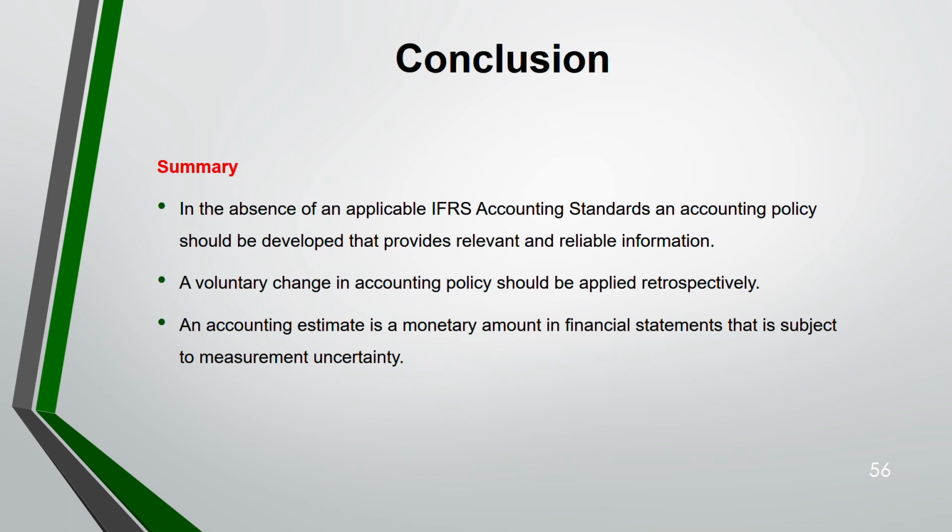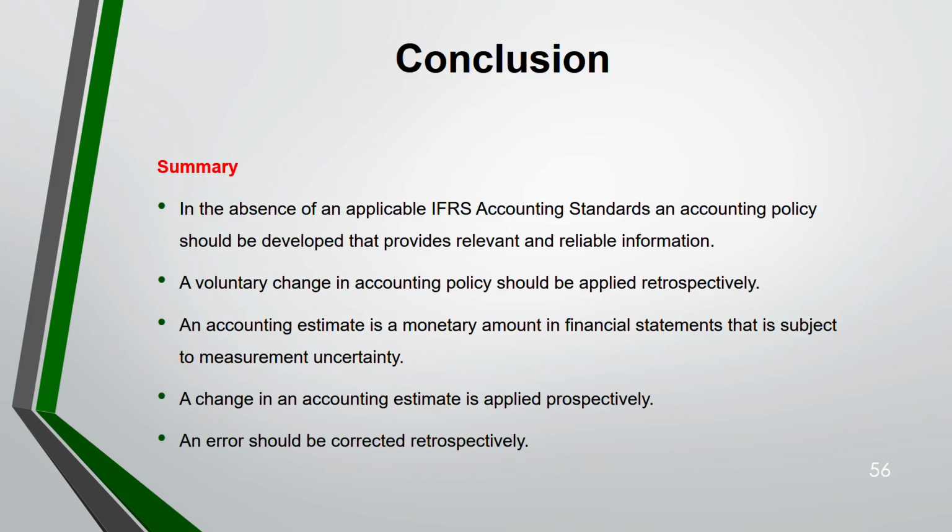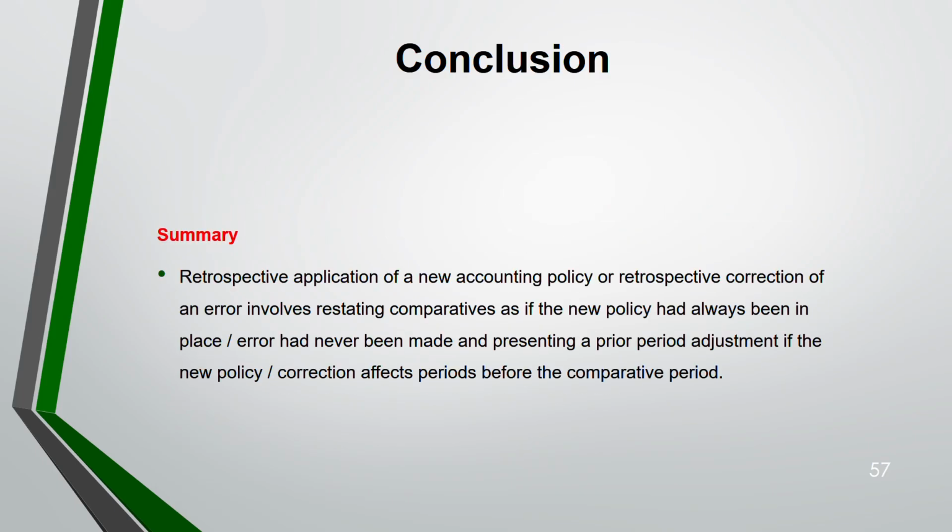Accounting estimate is a monetary amount in your financial statements that is subject to measurement uncertainty. A change in accounting estimate is applied prospectively. Error is corrected retrospectively. Then, retrospective application of a new accounting policy or retrospective correction of an error involves one thing in common: you have to restate your comparatives for both, as if the new policy had always been in place or the error had never been made, and you present your prior period adjustments if the new policy or correction affects the period before your comparative period.